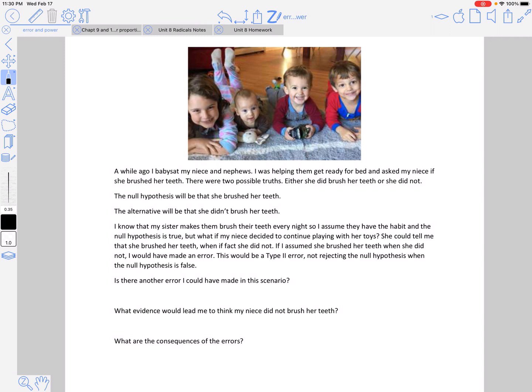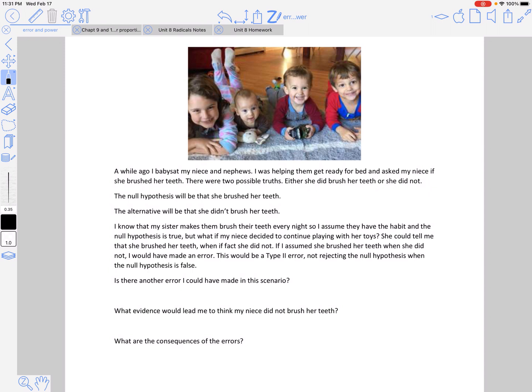So why would we assume that the null hypothesis is true? Well, my sister makes them do it every night, so I'm assuming that they have the habit. But also, what if my niece felt the freedom of her mom not being there and decided to continue playing while I was taking care of the boys, right? So she could have told me that she brushed her teeth when she did not. And I'm going to assume that the null's true. Why wouldn't I trust her, right?